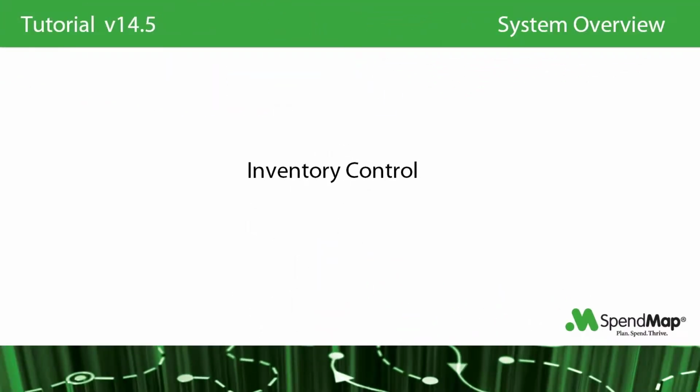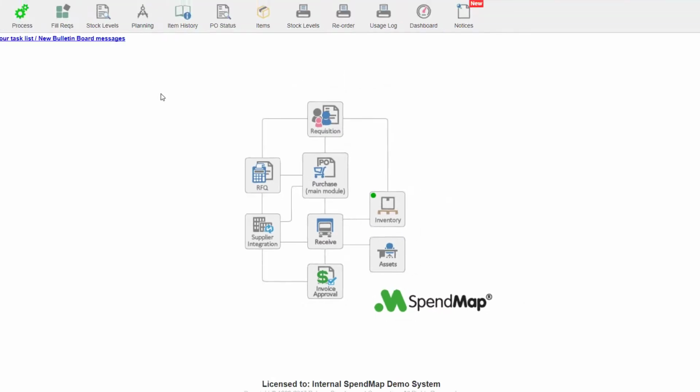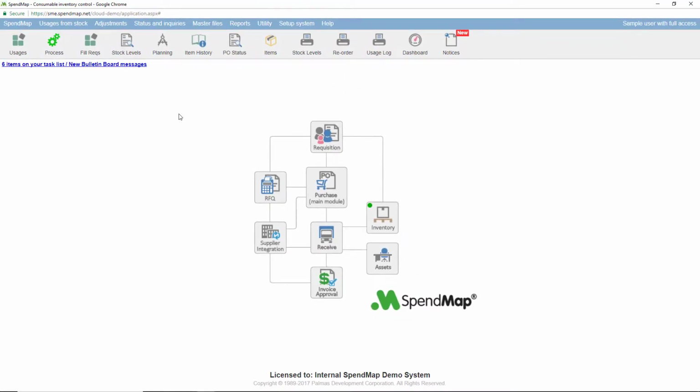If you maintain an inventory of consumable items or fixed assets, SpendMap's optional inventory control modules can make your life a whole lot easier. Since the inventory modules are fully integrated with the other modules in SpendMap, your inventory levels will be updated instantly when items are received or when items are taken out of stock. So say goodbye to those never-ending inventory counts.